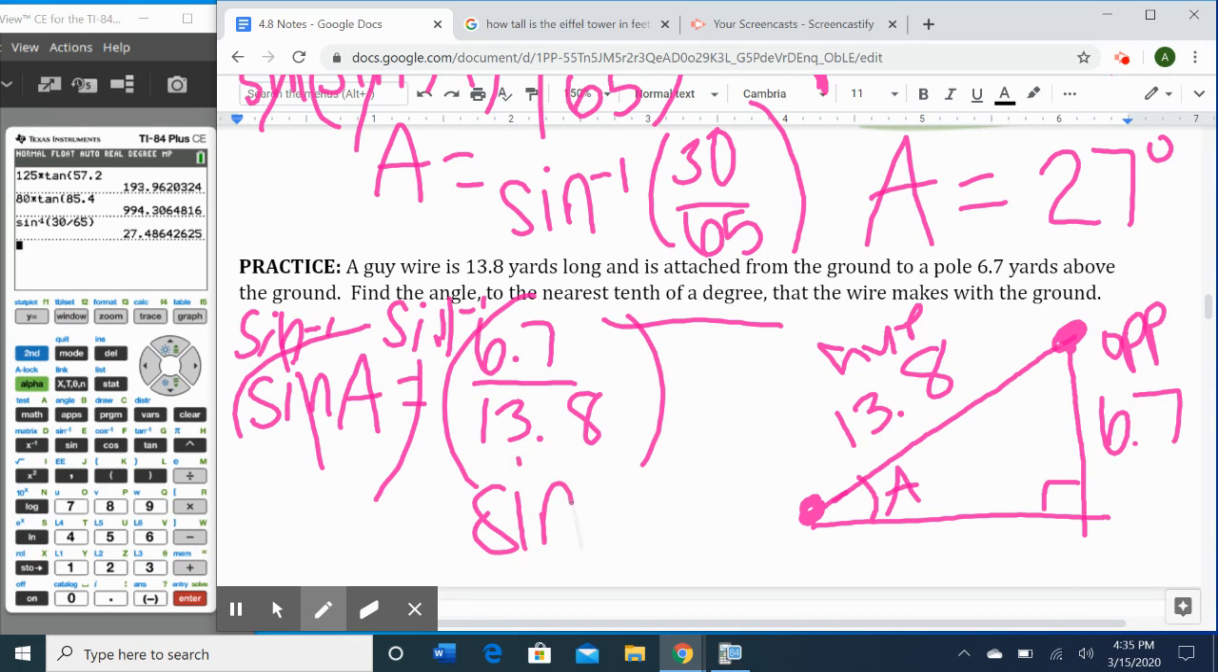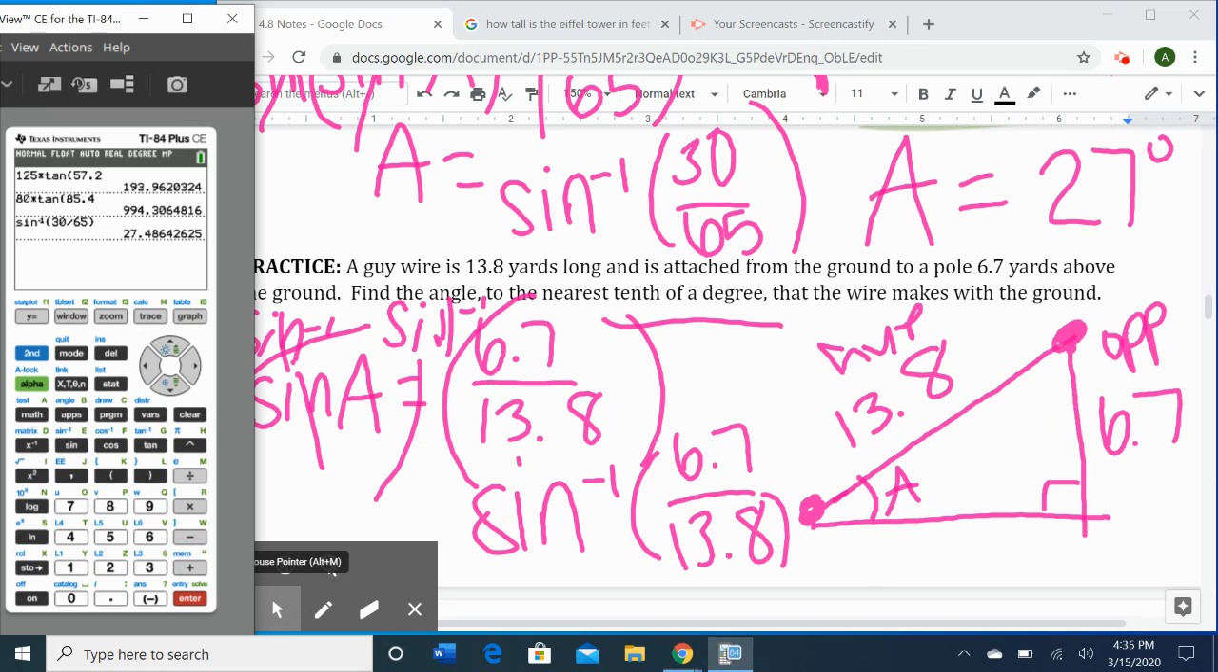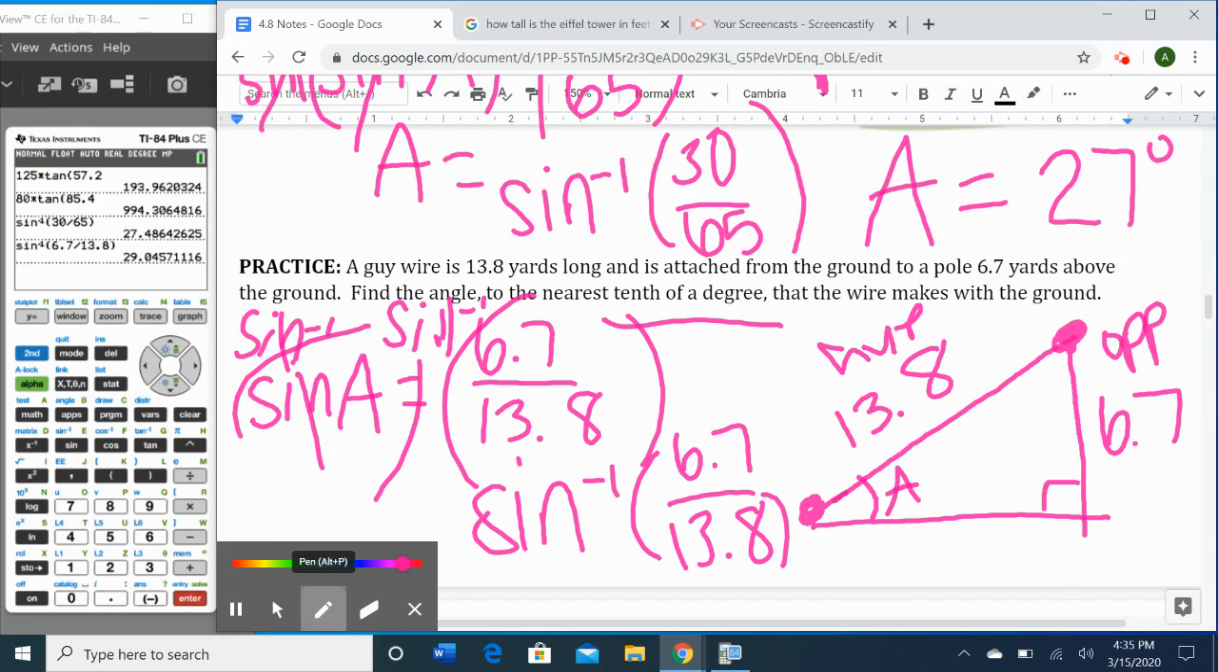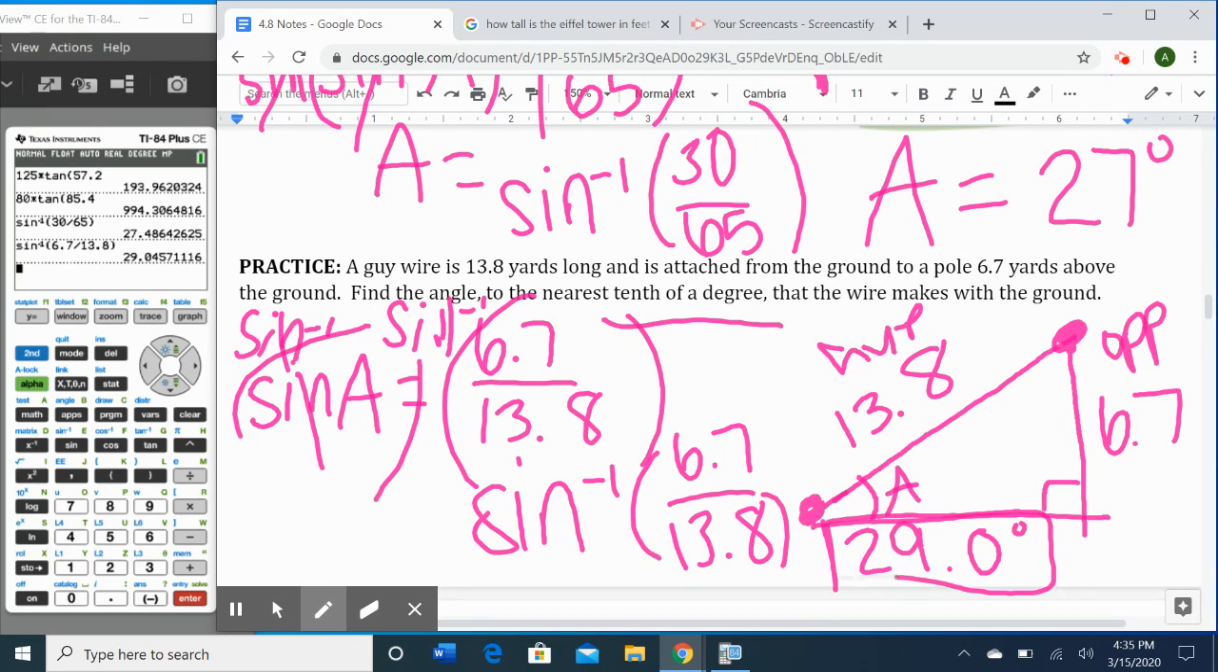So when I do sine inverse of 6.7 over 13.8, it's going to tell me the answer. So sine inverse of 6.7 divided by 13.8 tells me that this angle measured to the nearest tenth of a degree would be 29.0. Okay, those were interesting instructions. That's just 29 degrees. So you are now able to do number 8 on your homework.